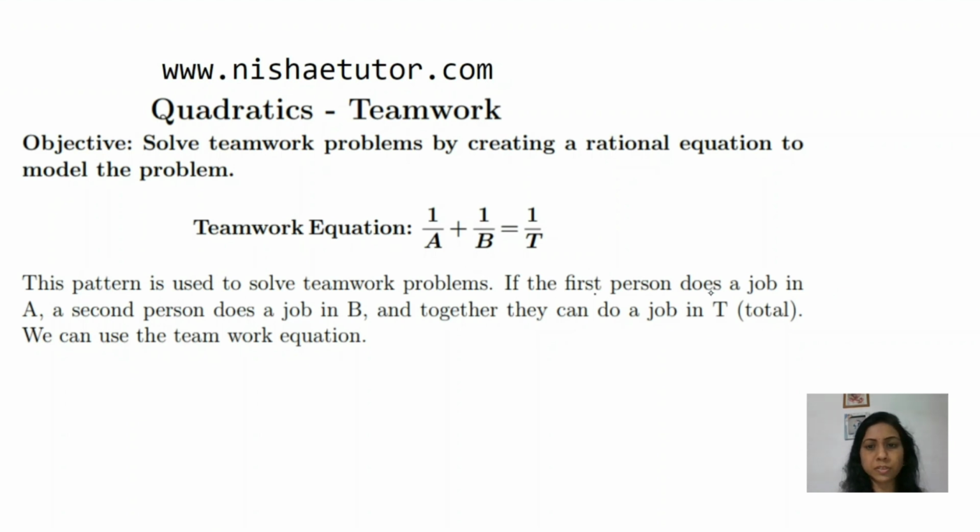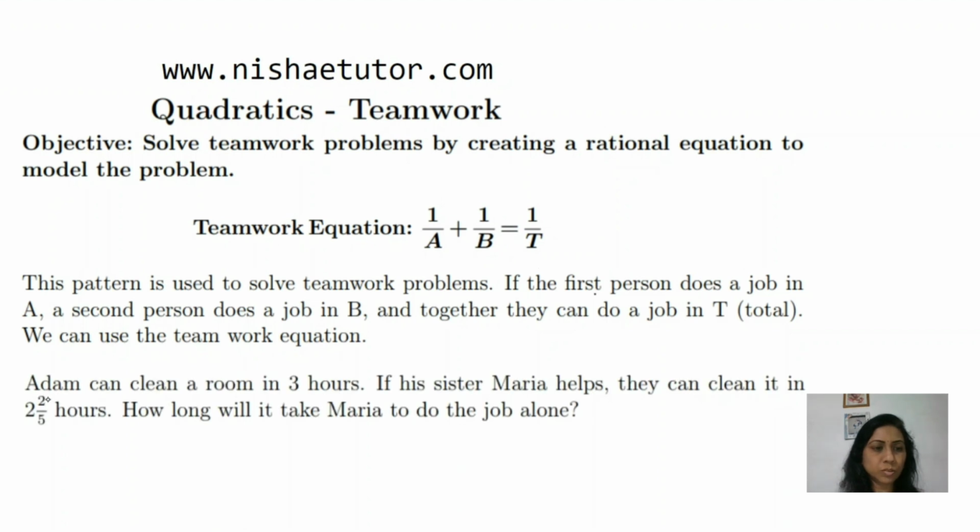If the first person does a job in A, maybe in hours or any time unit, a second person does a job in B, and together they can do the job in total T. So we can use the teamwork equation, 1/A + 1/B = 1/T. Here is today's question.